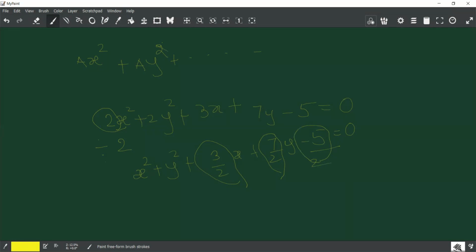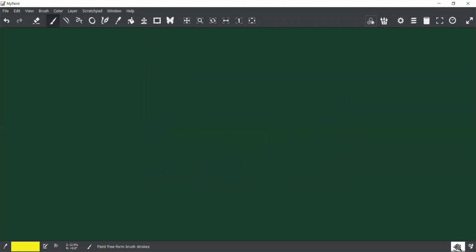So you can divide throughout by the coefficient of x² and coefficient of y². All right. So I will not encourage learning the formula again with respect to ax² plus ay², because you can convert that into the second degree form.